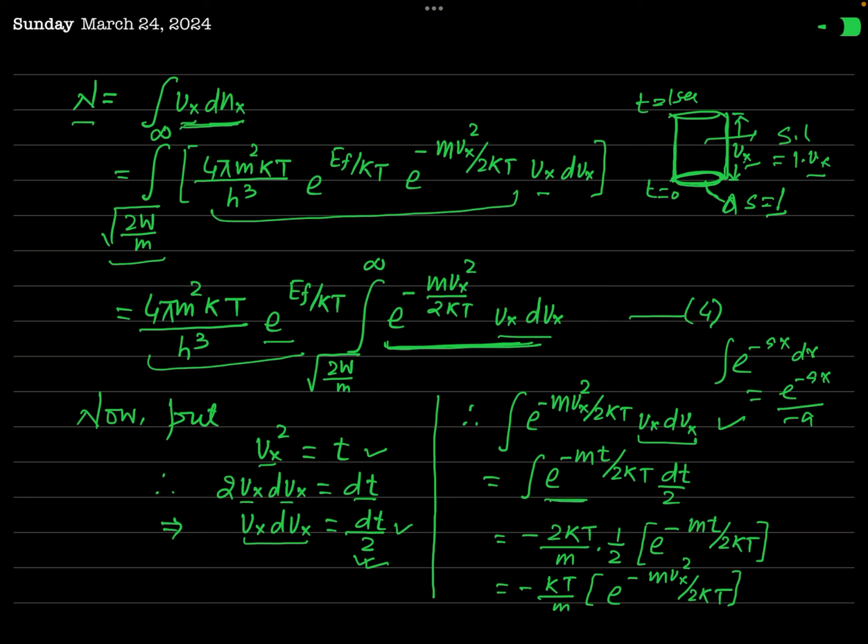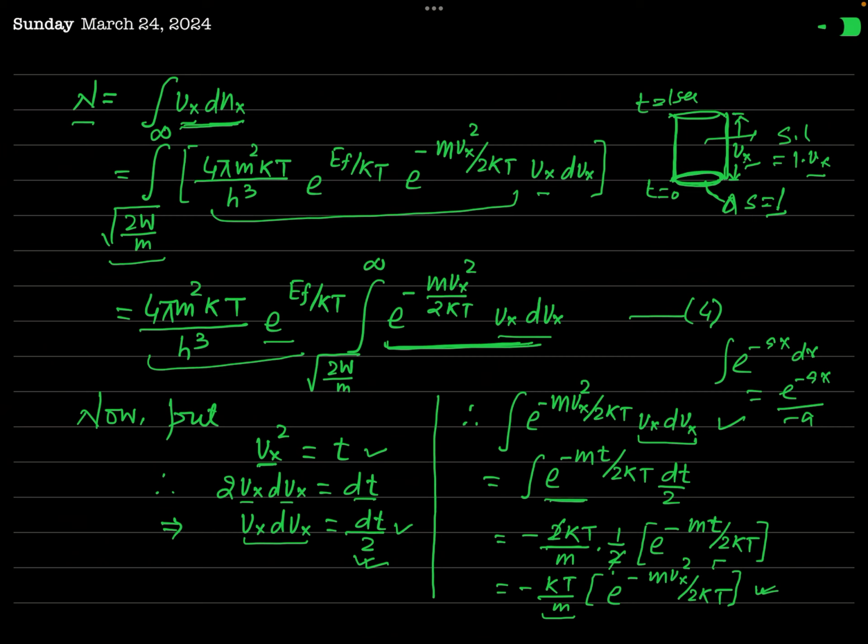At the place of a, there is m divided by 2 kt. So its integral will be equal to what? e to the power minus mt by 2 kt, divided by minus m by 2 kt. So that will be minus 2 kt by m, and this factor 2 in the denominator is here. Now this 2 and this 2 will cancel out, and this is minus kt over m. Now replace this t again by vx square. So at the place of t, I have now written vx square. So this is the integral.